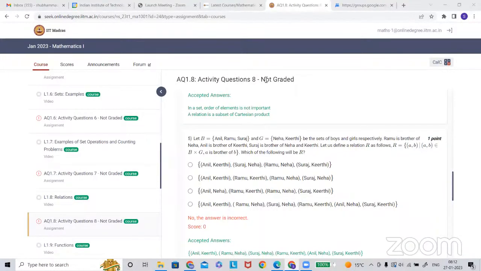Just because it's a brother part, they're from the same family because of the relation we made. Yeah, that's understood, sir. I understood. If Anil, Ramu and Suraj are brothers, then it also means that Anil is the brother of Neha, and Ramu is the brother of Neha, and Suraj is the brother of this Neha.